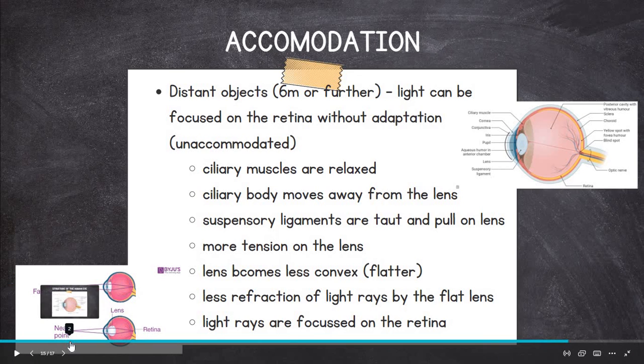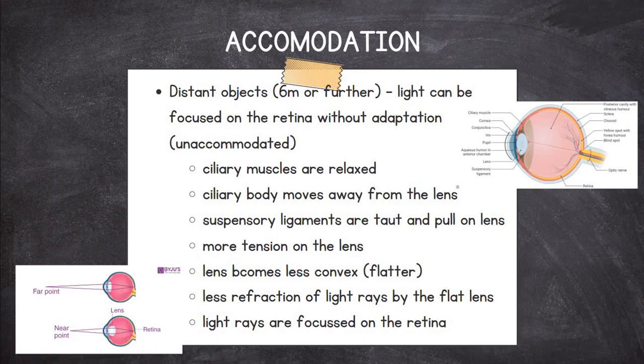So for a distant object, in other words, an object 6 meters or further, light can be focused on the retina without adaptation. So in this case, we refer to the eye as unaccommodated. The ciliary muscles will relax. So these muscles will relax, and the ciliary body will move away from the lens. The suspensory ligaments are taut and pull on the lens, and this causes more tension on the lens. So these brown ligaments are tight and they pull on the lens in order to give it more tension.